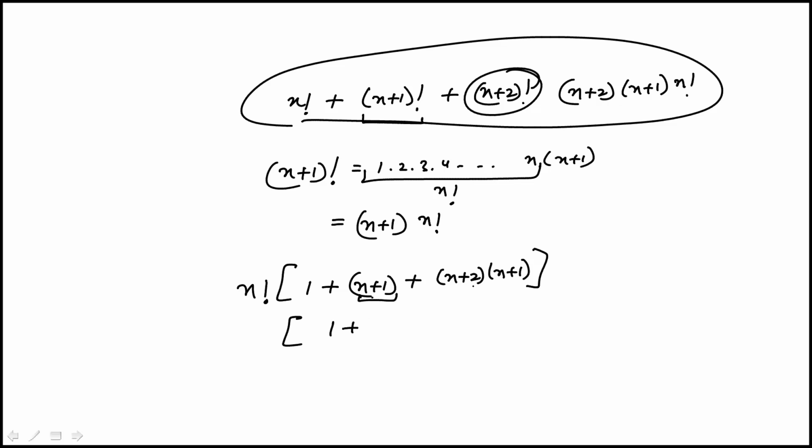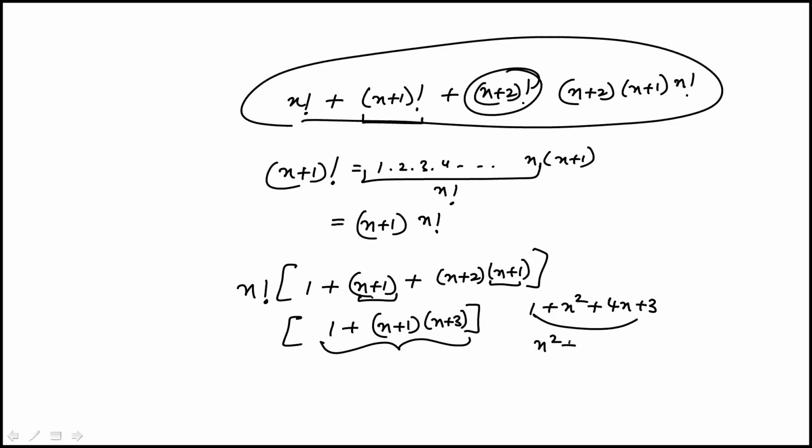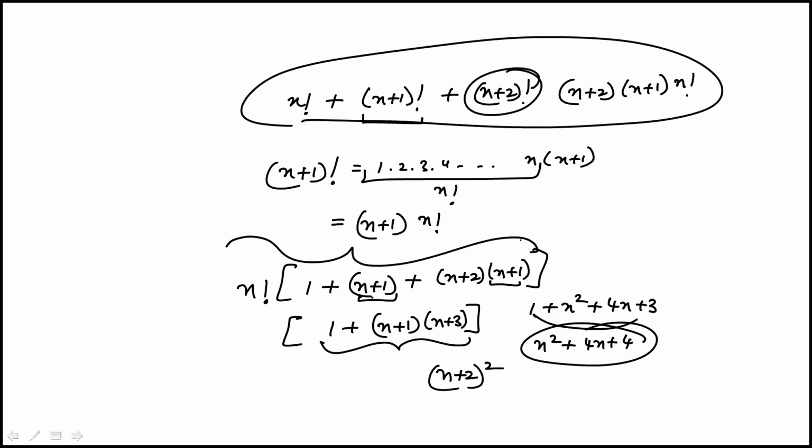If I factor out an n plus 1 here, you get n plus 3, and then I'm just going to expand this out. N squared plus 4n plus 3, these two add up to n squared plus 4n plus 4, and this is a perfect square, n plus 2 squared. So this entire expression becomes n factorial times n plus 2 squared, which is choice D.